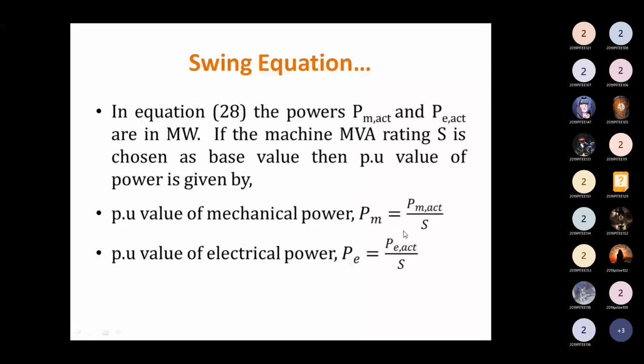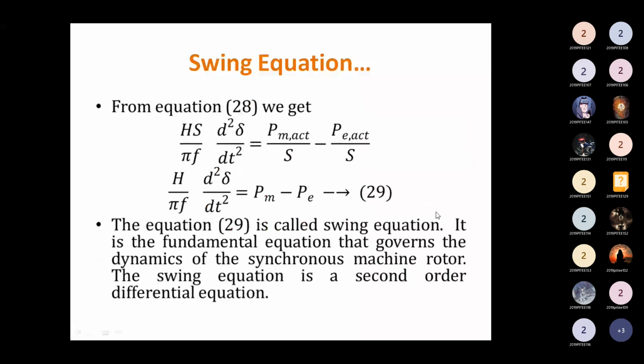So we know that the per unit value of mechanical power is Pm actual by S, and the per unit value of electrical power is Pe actual by S. So I am just dividing by the base value. So now the equation is modified as H by pi f d square delta by dt square is Pm actual by S minus Pe actual by S. So I can say the entire term as Pm, and here the entire term as Pe. So this 29th expression is called the swing equation.